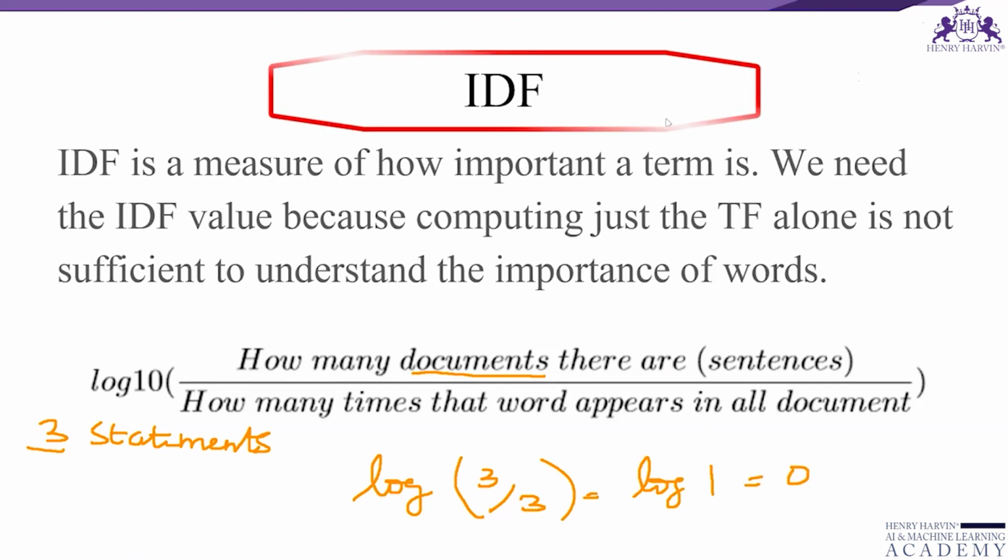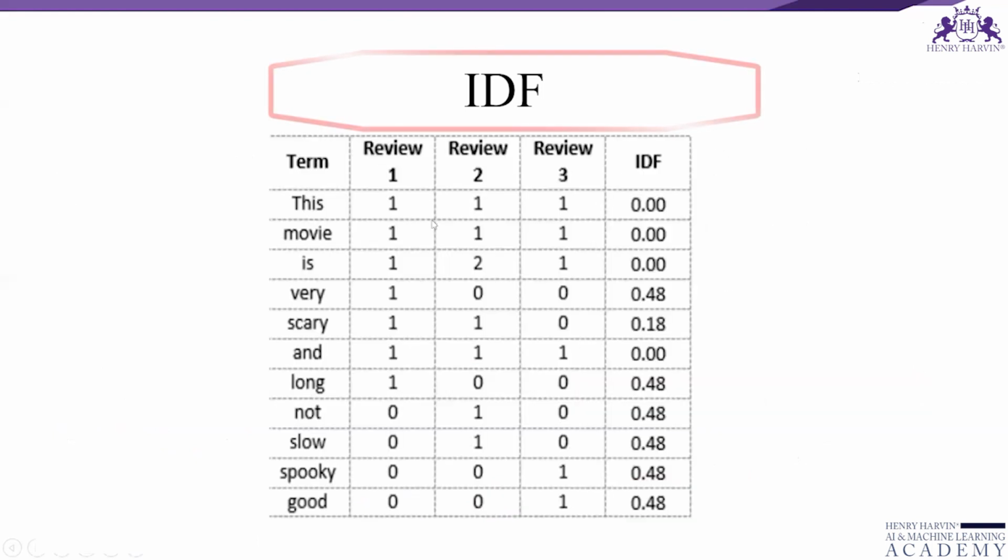Similarly, you can find out for all the other words too. Movie has also appeared in everything, so 0 is 0. Very is 0.48. Scary is 0.18. So what do you understand from this? Words like this and movie have IDF as 0, which means they have less importance. But scary is 0.18, long is 0.48, and good is 0.48. There are a few words which are really important to understand how the movie is. These have higher values, which means they have more importance.